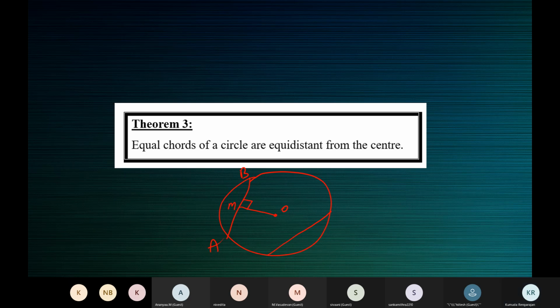OM is the perpendicular from the center to the chord, and OM is also the perpendicular distance of the chord AB from the center O. So we know by the theorem that M is the midpoint of AB, because OM is perpendicular to AB. That's one thing. But this theorem talks about something else.